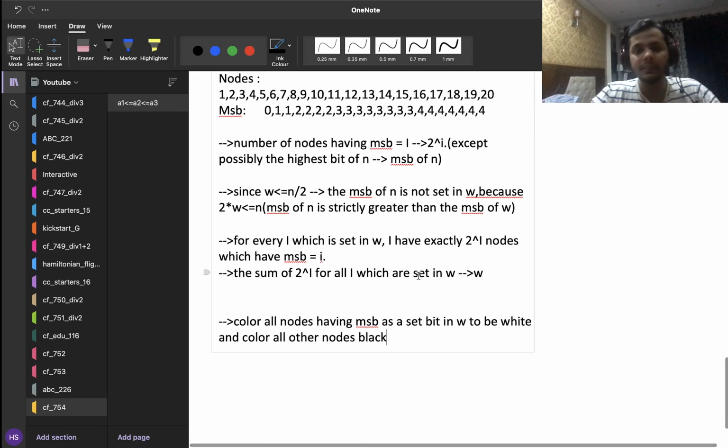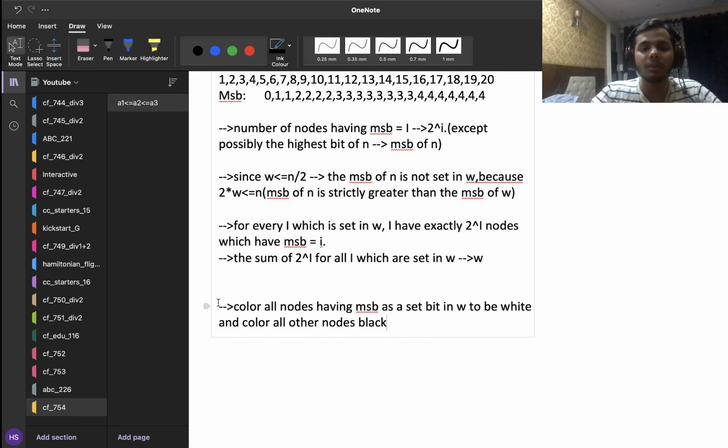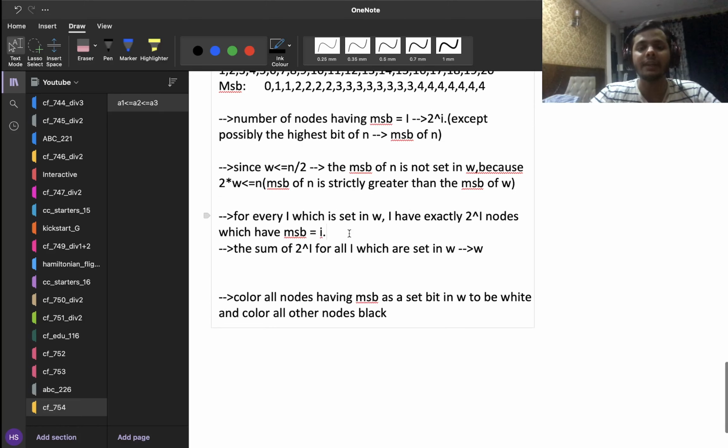And this is the reason that there are multiple answers possible, because it is my wish how I want to color, but the only thing which I need to satisfy is that I have to color all the nodes whose MSB is a set bit in W white and all the other nodes black. The reason is that for all I for which the ith bit in W is set, I have exactly 2 raised to the power I numbers, and the summation of 2 raised to the power I for all I which are set in W is just W, and that is how binary representations work.